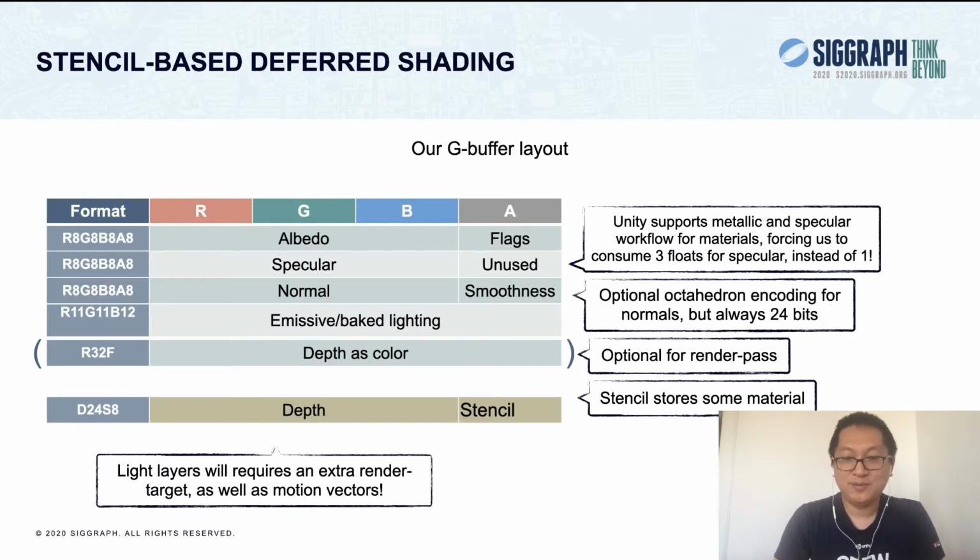So our gbuffer layout is very standard. In essence, we have 4 color render targets. We have our depth stencil buffer, and optionally we have a fifth render target, which is the depth as color. If you have render pass enabled, it's more efficient to also output depth as color, because you cannot sample the depth buffer without some kind of overhead. So in that case, we need this fifth render target.